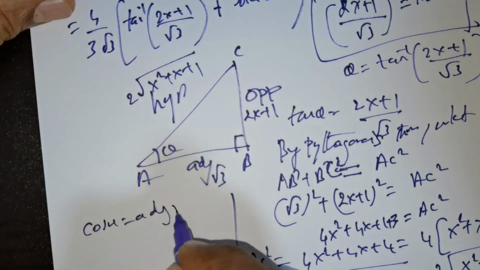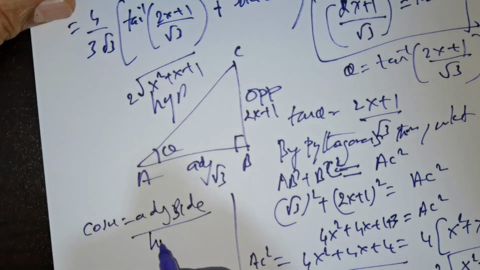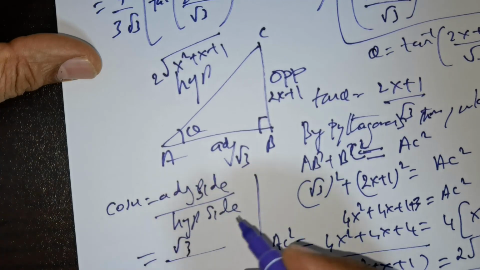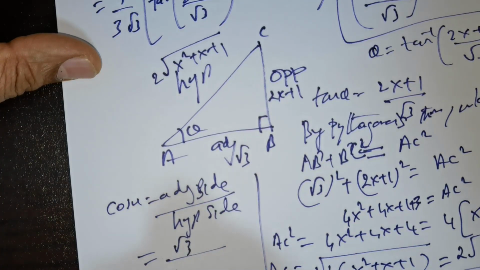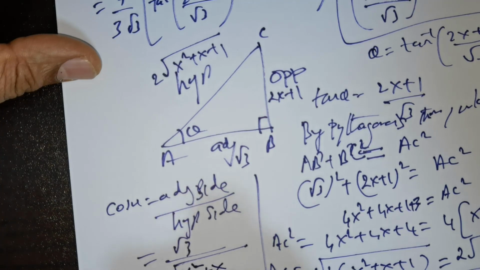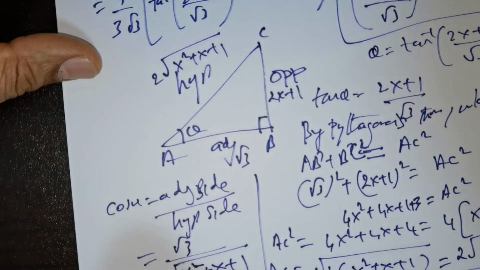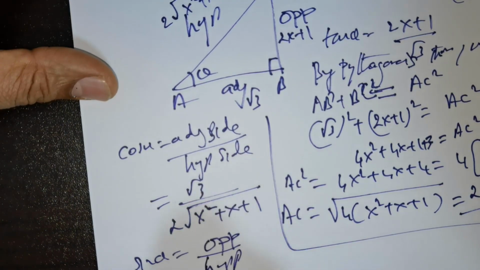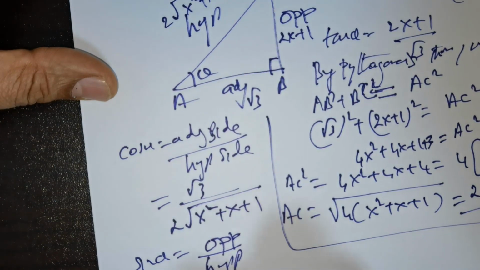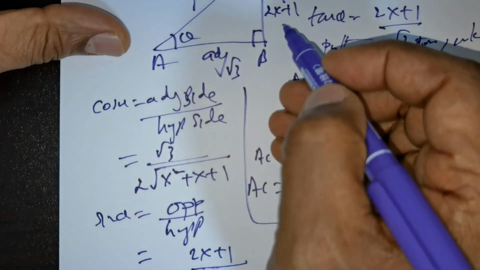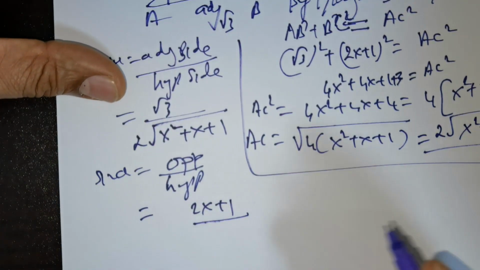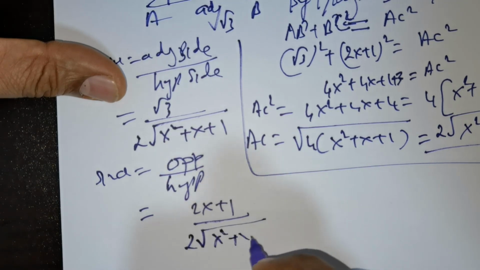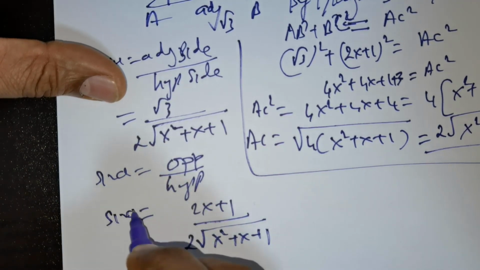Cos theta is equal to adjacent side by hypotenuse side. Adjacent side is root of 3. Hypotenuse side is 2 times root of (x squared + x + 1). Now my sin theta is opposite side by hypotenuse. My opposite side is 2x + 1, right? My hypotenuse side is 2 times root of (x squared + x + 1). So this is my sin theta.